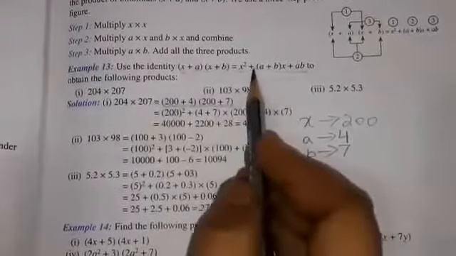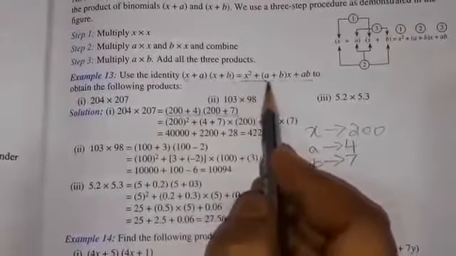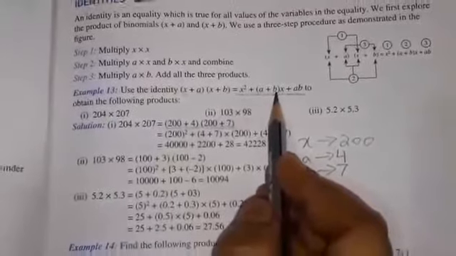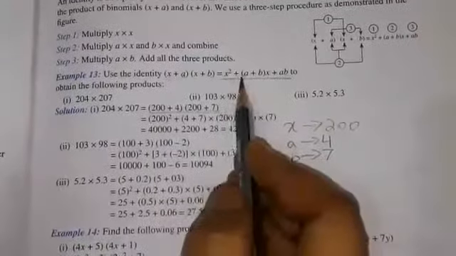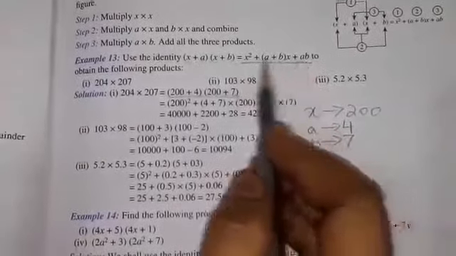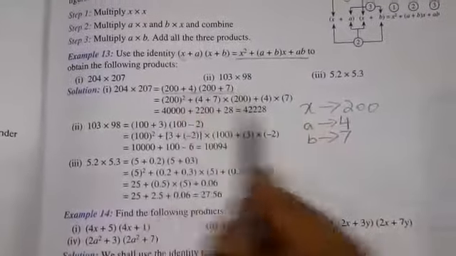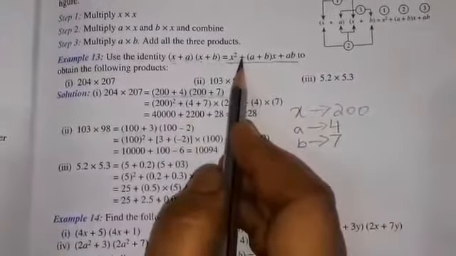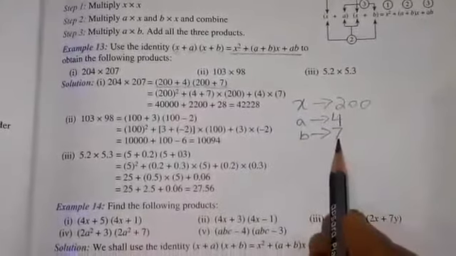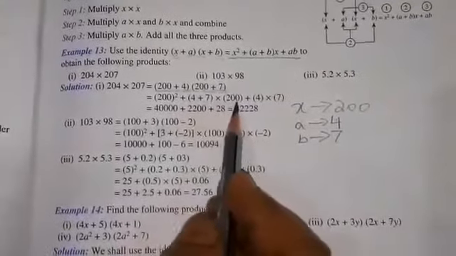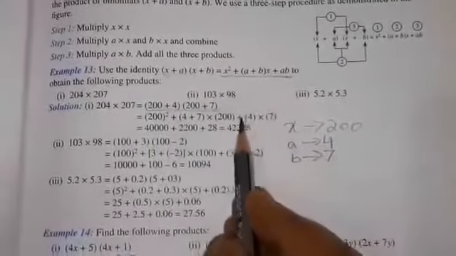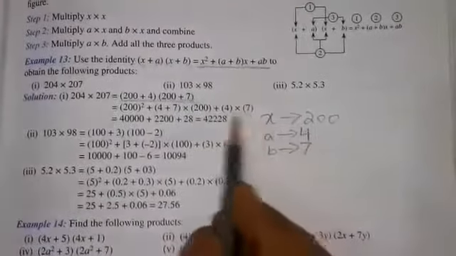Take all the signs from the identity. We're going to substitute the values of x, a and b here in the RHS. So x square, 200 square. Plus is from here, plus. (a + b) of x, that is 4 plus 7 of 200. 4 plus 7 into 200. Plus ab, that is a into b, 4 into 7.